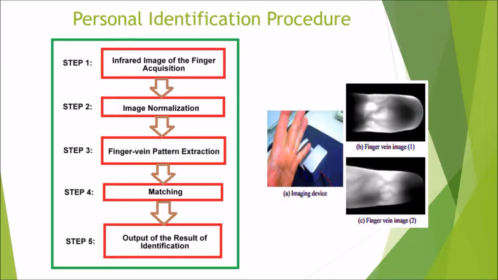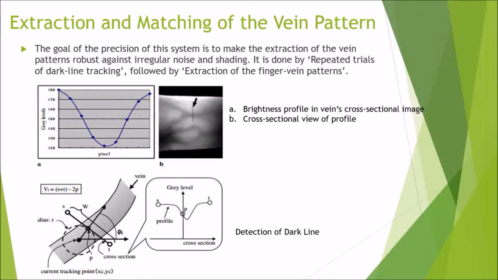The finger vein pattern is extracted from the normalized infrared image of the finger. Fourth is matching. The correlations between the input pattern and all the registered patterns are calculated. Fifth is the output of the result of identification. When the pattern is identified as a registered pattern, the required action such as unlocking a door or logging onto a PC is performed. For robust extraction of the finger vein patterns from the non-uniform images, repeated tracking of dark lines in the images was implemented in this project.